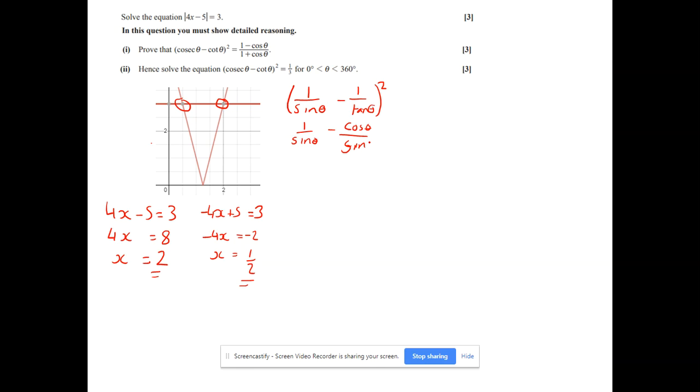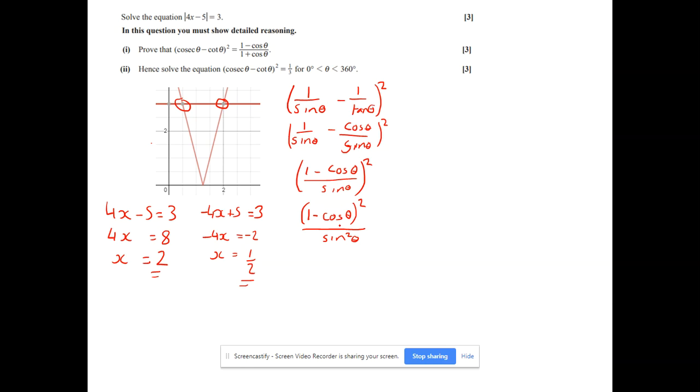Oops, sine theta. We've now got a fraction, so we can combine the top, so we end up with 1 minus, oh, sorry, this is all squared. So 1 minus cos theta all over sine theta. Now at this point, we probably have to put in the squaring first of all. So we end up with 1 minus cos theta squared. Now just remember that that means 1 minus cos, 1 minus cos, and the bottom becomes sine squared theta.